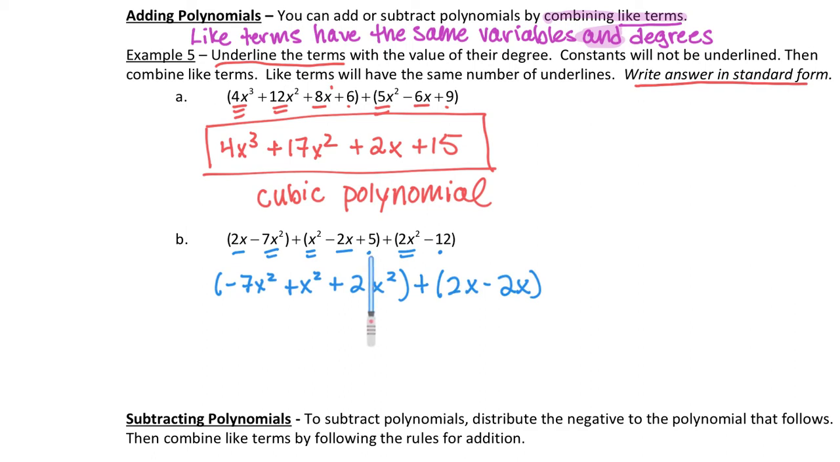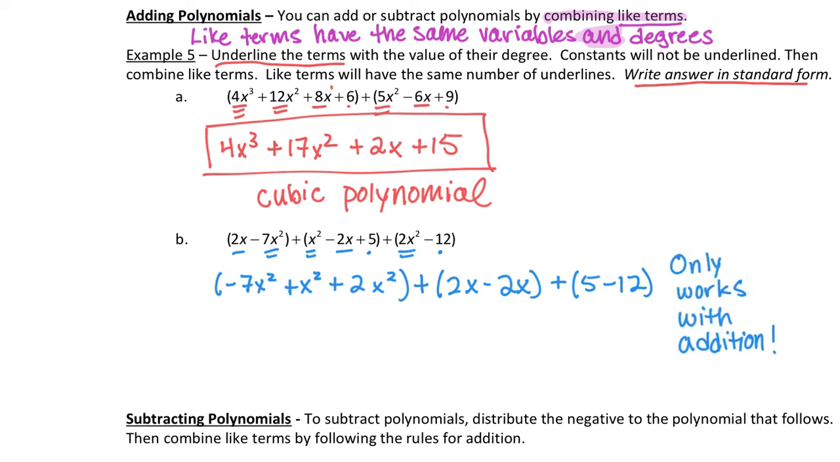And then finally, I've got this constant of 5 and then minus 12. One thing to remember is this only works for addition problems. So with addition, we're allowed to rearrange things because of the commutative property. And now what I'm ready to do is add these 3 together. All right.